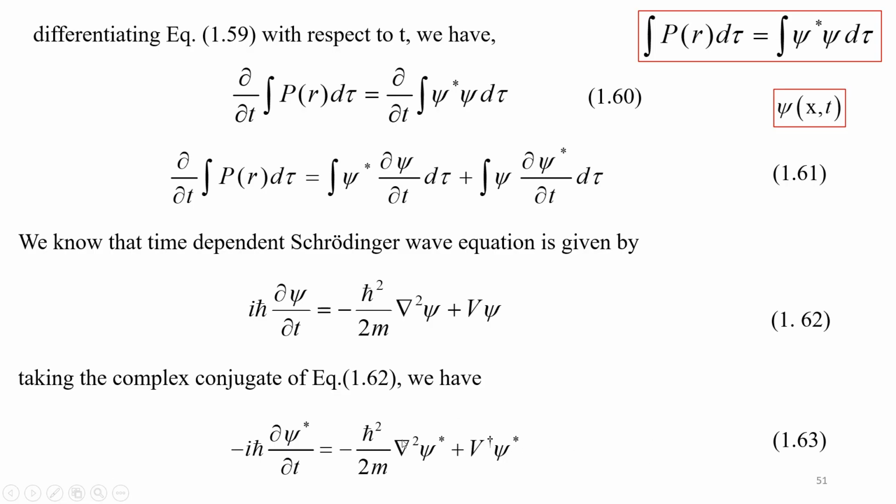Now, a very important thing is V is an operator. Potential energy is an operator. When you are going to take the complex conjugate, it becomes V dagger. So this is called a dagger, that is Hermitian conjugate. Psi becomes psi star, whereas V is the operator. We should write only V dagger. This is Hermitian conjugate.